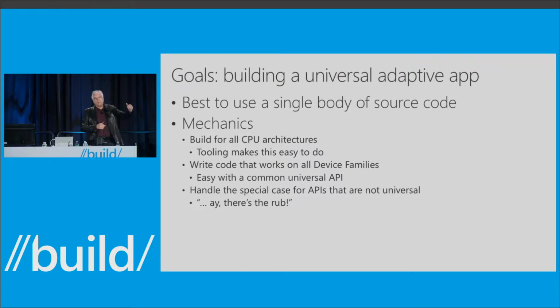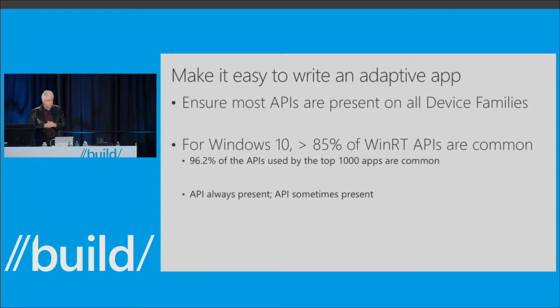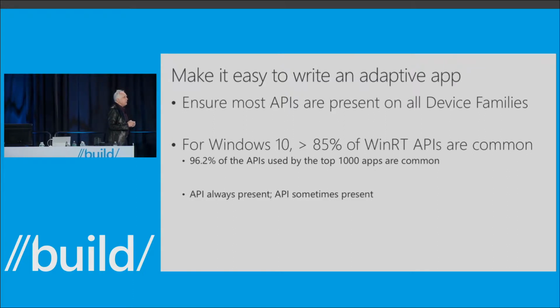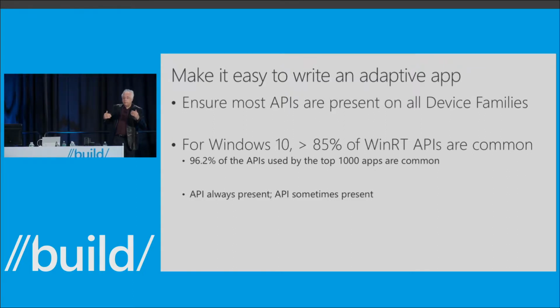It's a great goal. We want 100%. We'll never get to 100%. It's sort of an asymptotic approach. So make it really easy for the cases where they're not completely universal. So where are we at today? Well, on the ensure APIs are available.